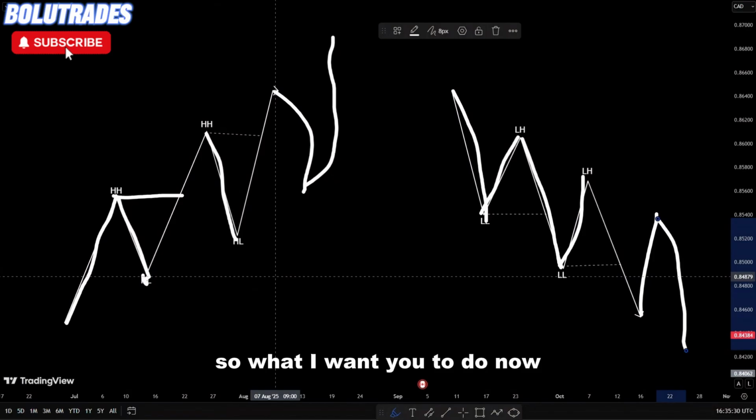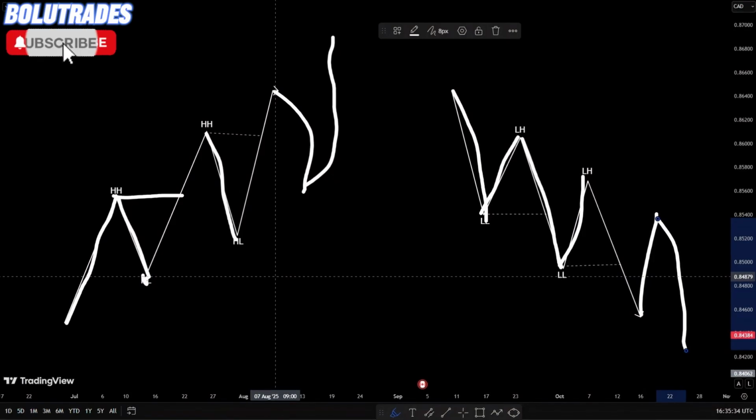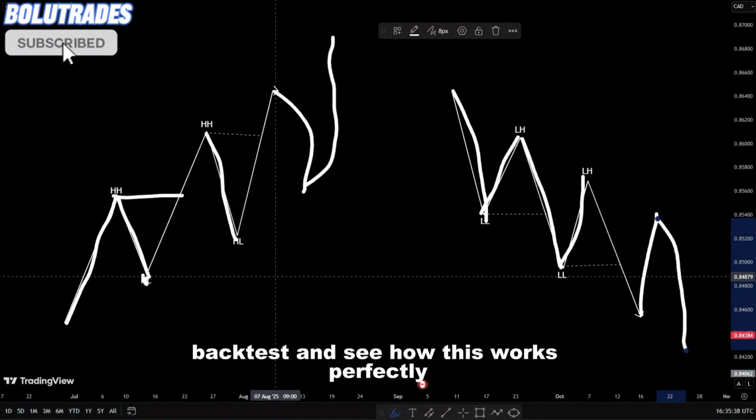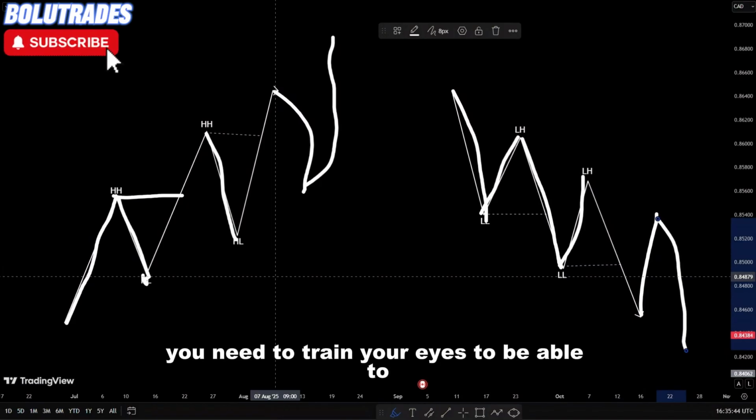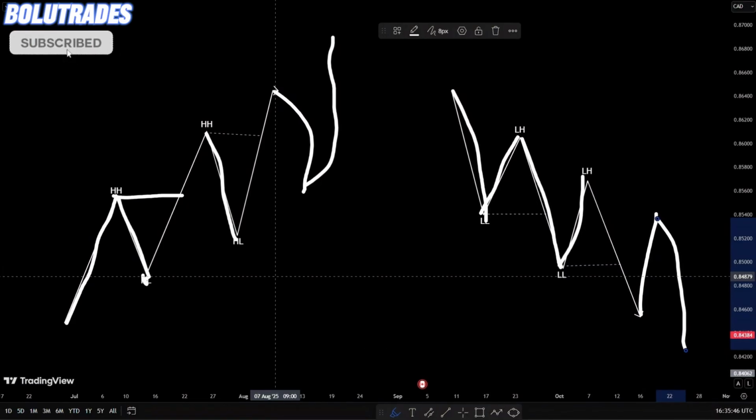So what I want you to do now is repeat this video, move to the price chart, backtest, and see how this works perfectly. Because if you don't backtest it, this won't stick in your brain. You need to train your eyes to be able to understand it better.